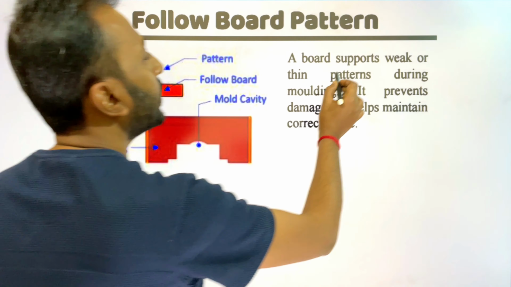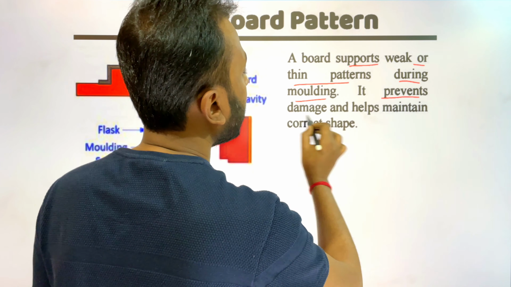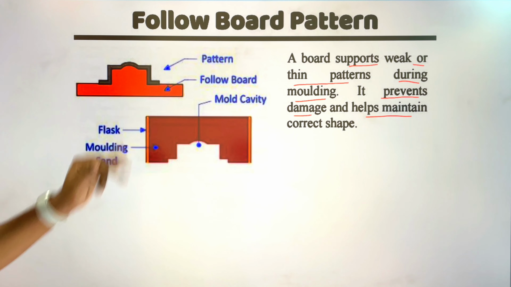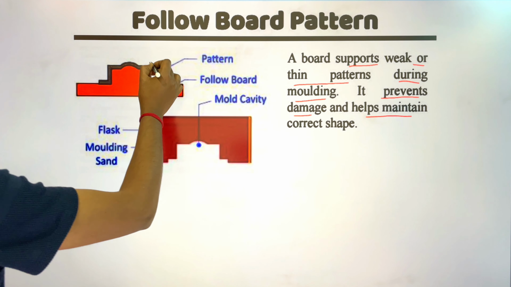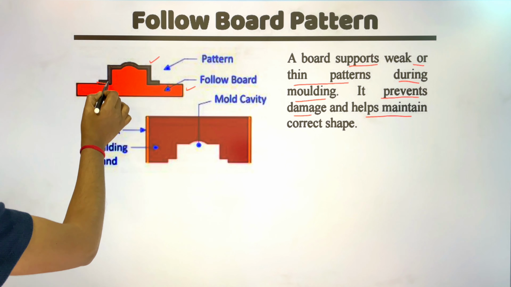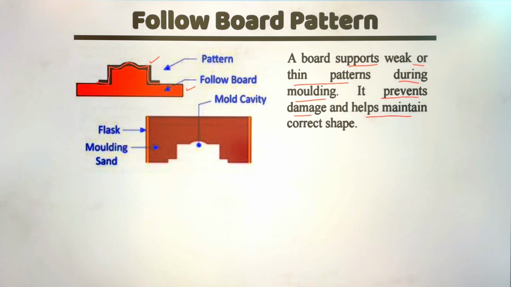A board supports weak or thin patterns during molding. It prevents damage and helps maintain correct shape. So in this figure we can see this is the pattern and this is the follow board. This is very thin, and it will be very weak because it is very thin.